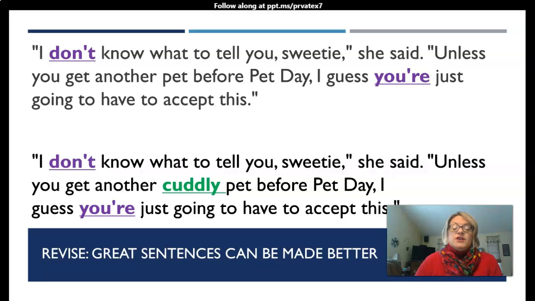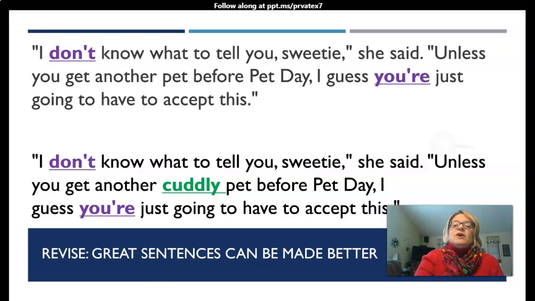And in this one, I noticed that they added an adjective because it is in green. So let's read it the second way when it's revised with that adjective and see if it can make more of a visual in our mind. "I don't know what to tell you, sweetie," she said, "unless you get another cuddly pet before pet day. I guess you're just going to have to accept this." So now I know it's a cuddly pet, something maybe small and soft, okay?